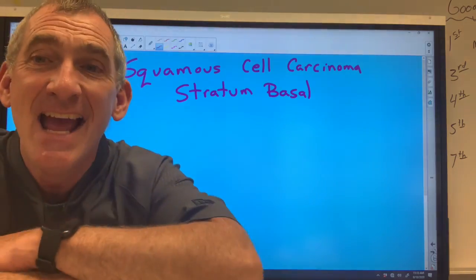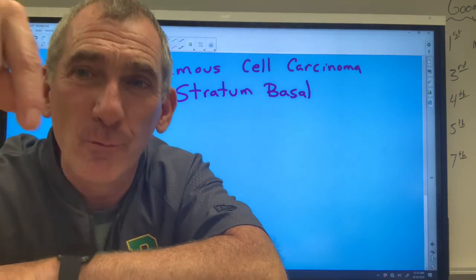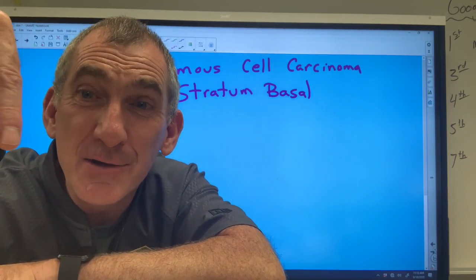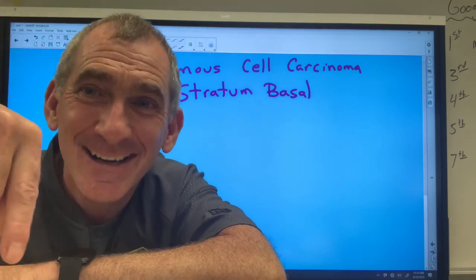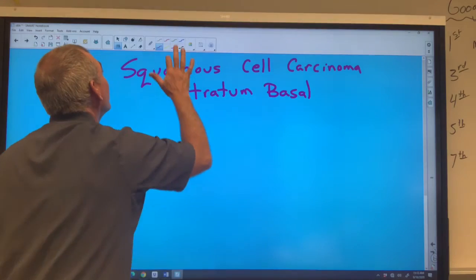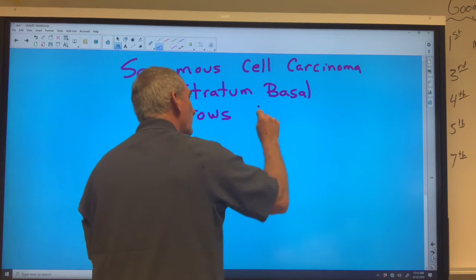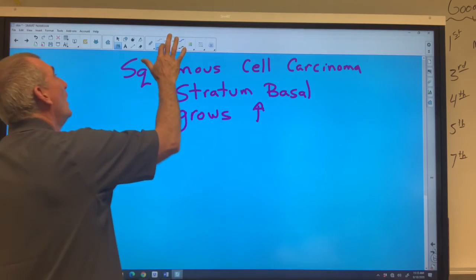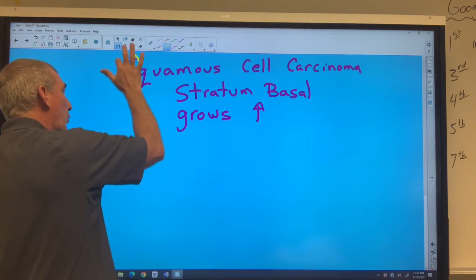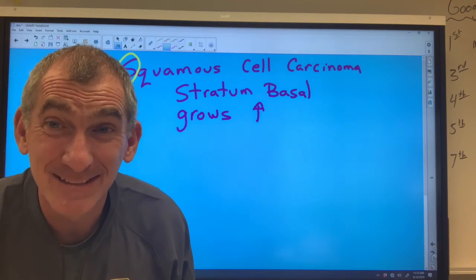I guess, Kate, how it's different is how it grows. Instead of going downwards towards the basement, which way does it grow? Yeah, it grows upwards towards the sky. And squamous begins with an S, like the sky.